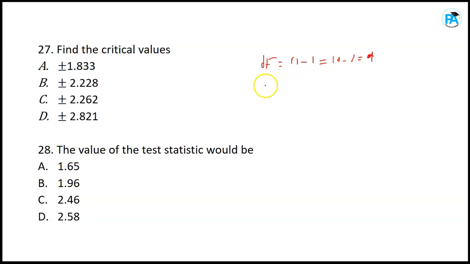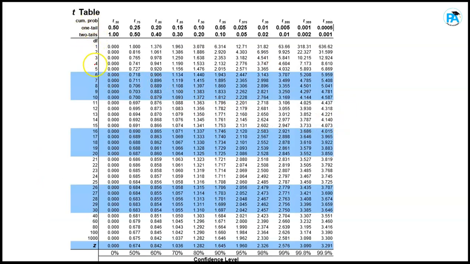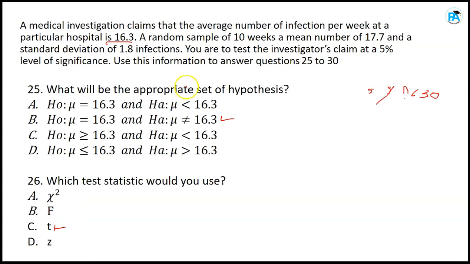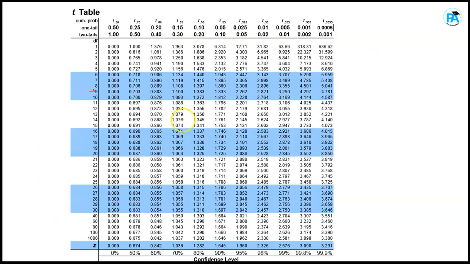Then the question gave us significance, which is alpha. Significance of what? 5%, which is 0.05. 5% in decimal is 0.05. So if you want to check this on the T-table, you go to the T-table and you look for degree of freedom of 9. Degree of freedom of 9 will be here. Now, since it is a two-tailed test, when you have not equal to, it means it's a two-tailed test. Since it is a two-tailed test, you check for 0.05 on the line where they've written two tails.